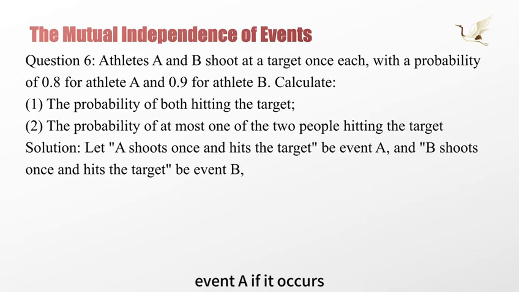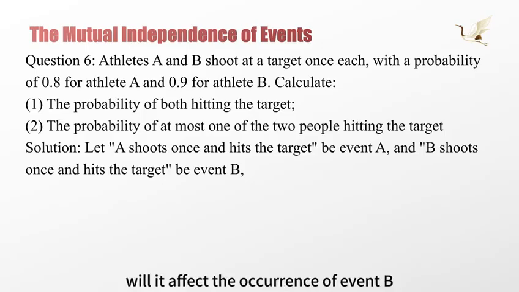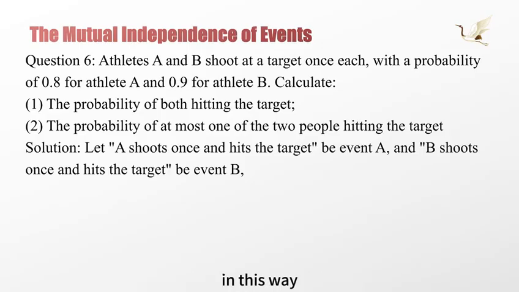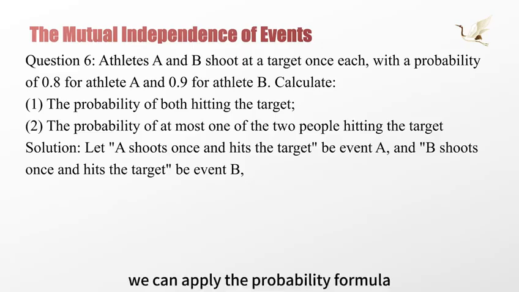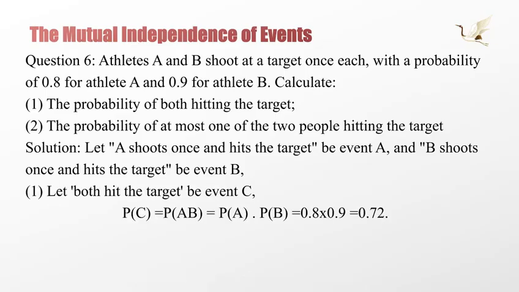Event A, if it occurs, is the target hit by a single shot from A. Will it affect the occurrence of event B? In a purely mathematical sense, it is clearly not affected. So we can say that A and B are two independent events. In this way, we can apply the probability formula of independent events occurring simultaneously to solve the problem.